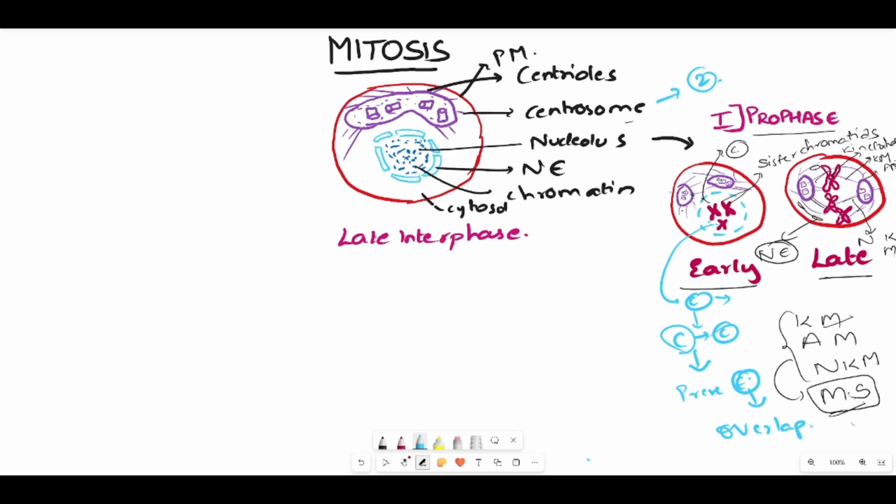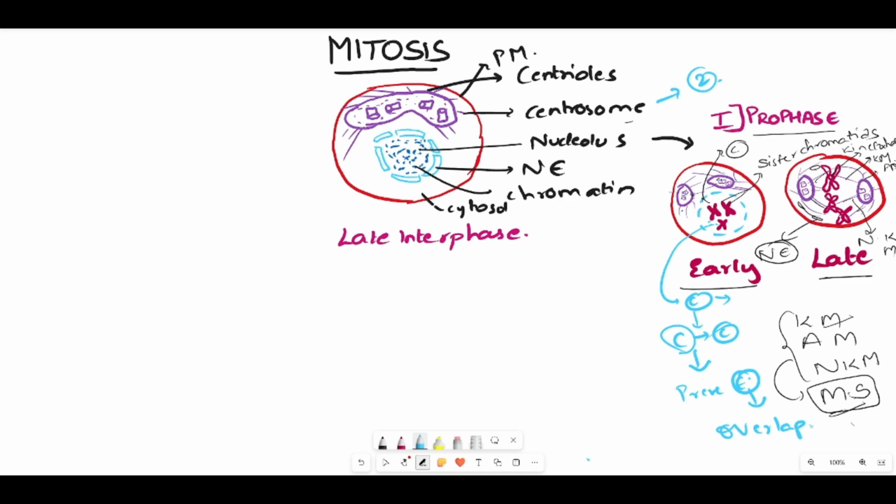Then in the early phase, each chromosome will be divided into two pairs, attached to the centromere. There is chromatin present here, and that chromatin is useful for condensing into chromosomes. Why is this condensation needed? Condensation is needed because it prevents entanglement. What is entanglement? It is the overlapping of DNA. So this will prevent the overlapping of DNA. That's why the chromatin will condense into chromosomes.